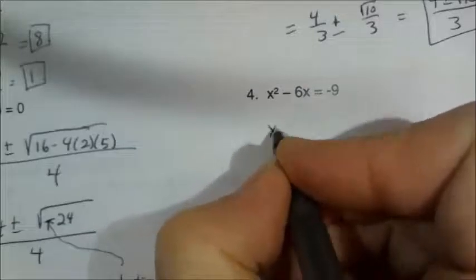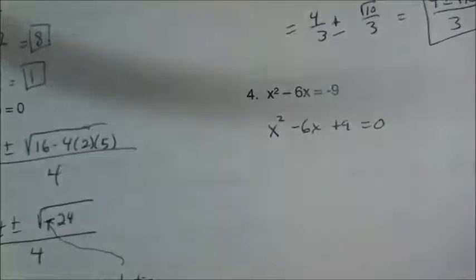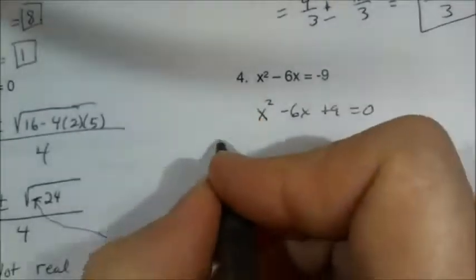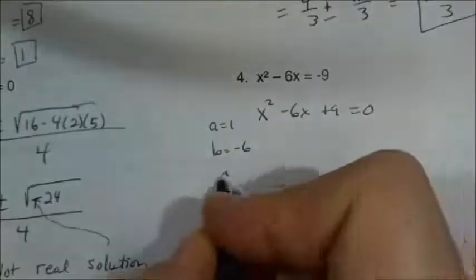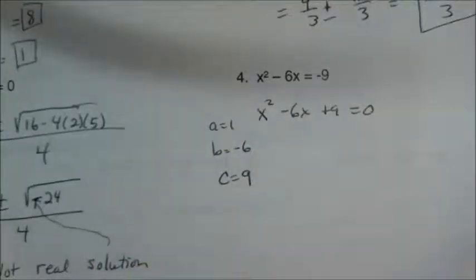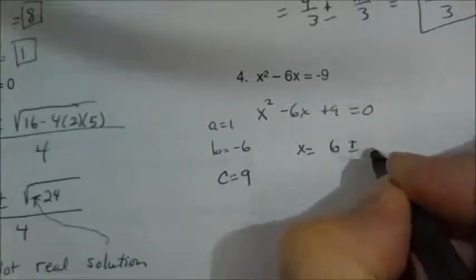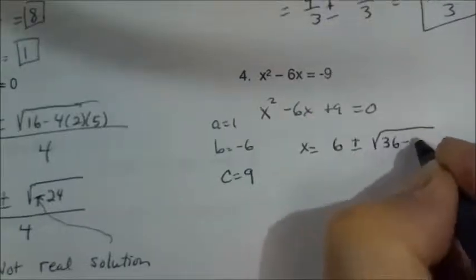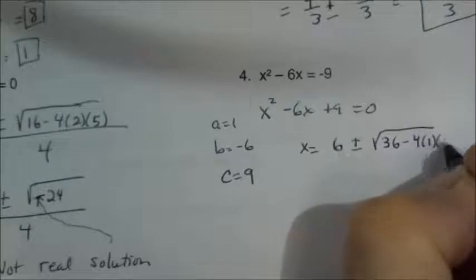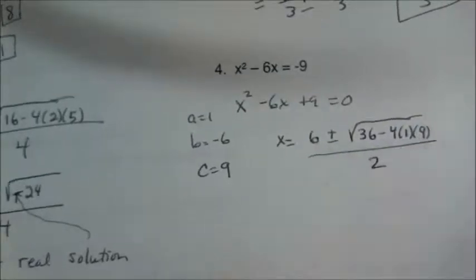All right, and then the last one, I'm going to add 9 to both sides. X squared minus 6x plus 9 equals 0. A is equal to 1. B is equal to -6. C is equal to +9. And x equals -b plus or minus the square root of b squared, which is 36, minus 4 times a times c, all over 2a.